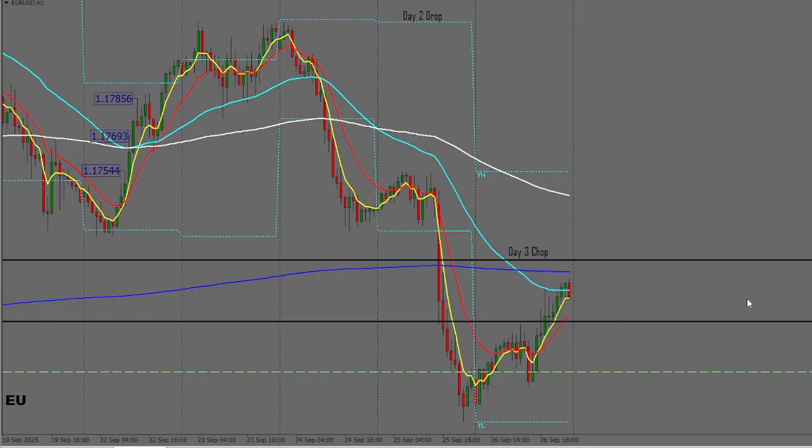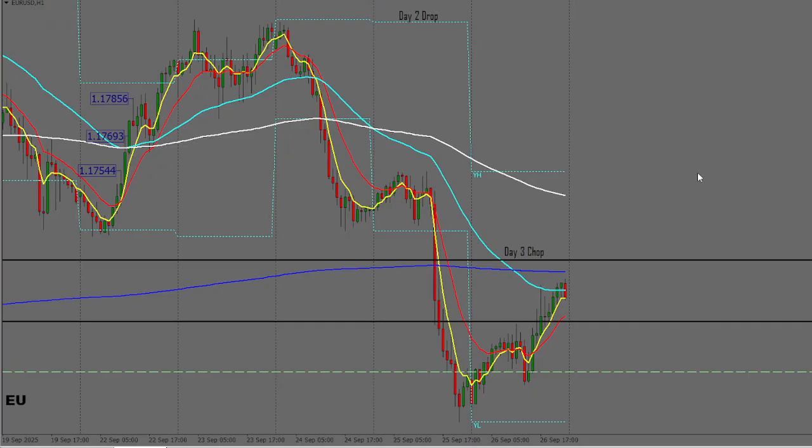Find the right timing and then have the right path. But then this is what I am expecting on Euro USD this week, going from the 29th of September to the 3rd of October 2025.